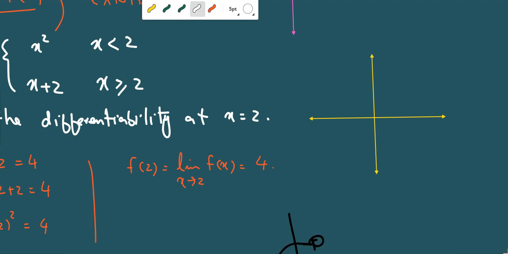No, you are making it wrong. Neha, look here, beta. So at 2 x is 2.